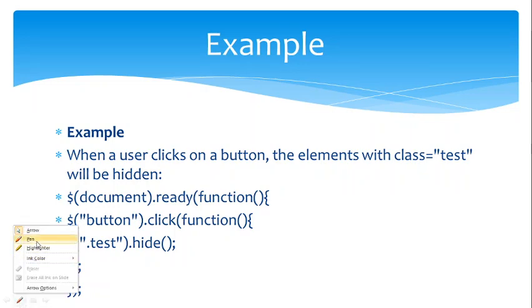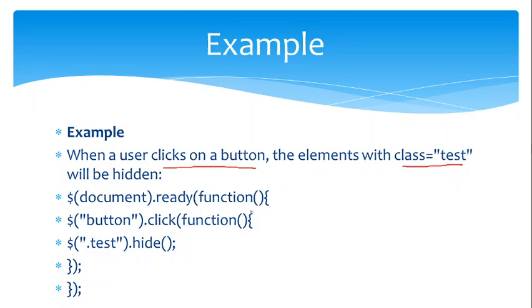Same problem. Whenever I click, wherever the class is test, that should be hidden. Same thing, we make the document ready function. After that, where we are applying this, we apply it to the button dot click function. Whenever the click function happens, what should happen? Dot test. Wherever the class test is there, dot test dot hide. So wherever we use the class dot test, that should be hidden.